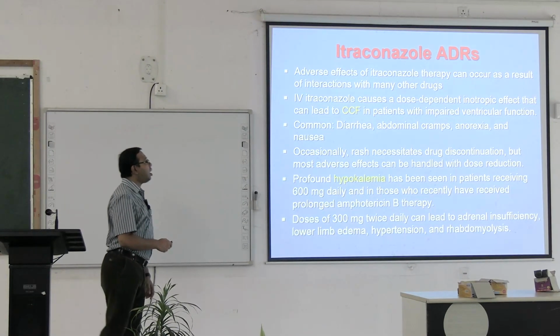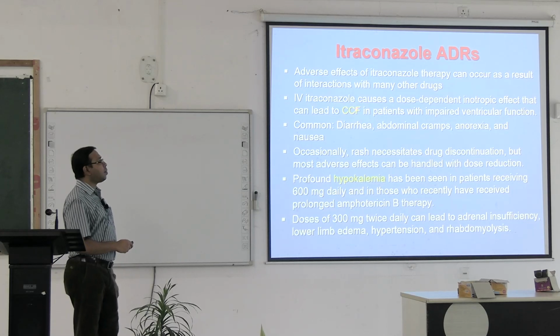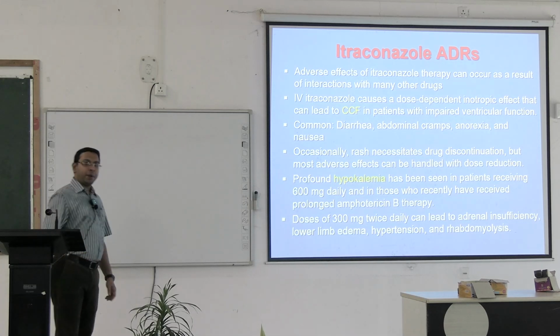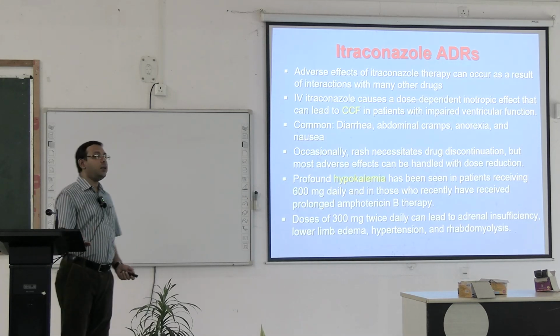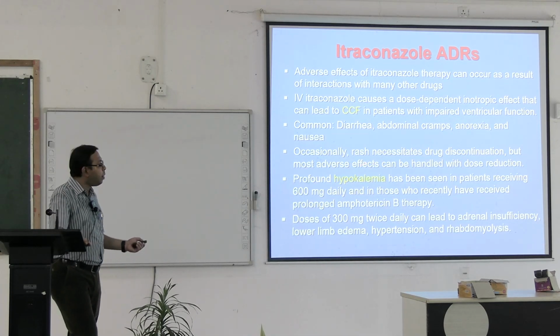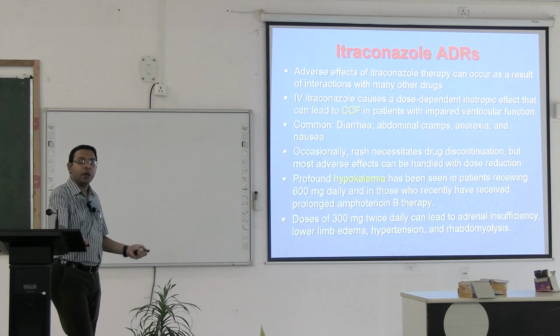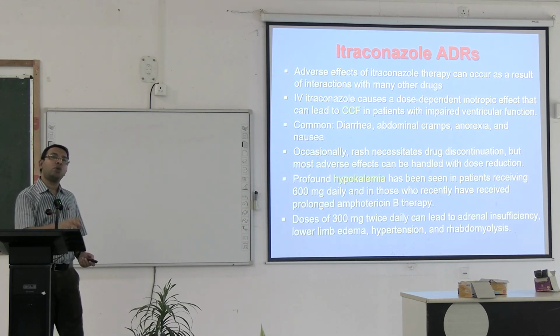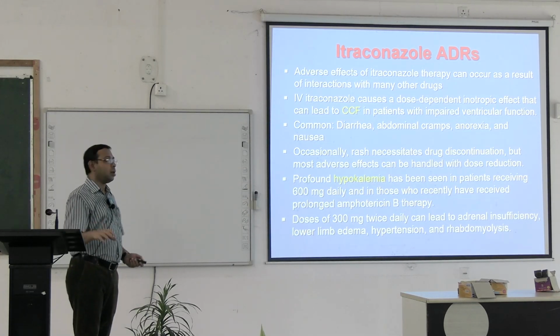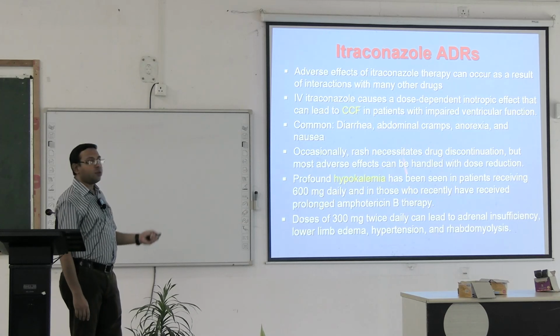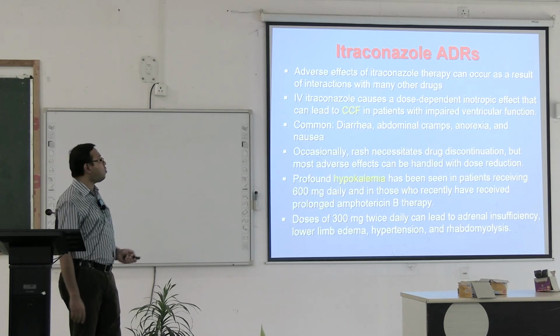Interactions are there somewhere. It should not be given in congestive cardiac failure patients because of a dose dependent negative inotropic effect. Hypokalemia may happen; that is a problem with itraconazole, as the potassium level may decrease. This is mainly in those taking a high dose of itraconazole, 600 mg daily, who also receive prolonged amphotericin B therapy, because amphotericin B therapy also causes hypokalemia, if you can remember. So amphotericin B plus itraconazole can cause serious, profound hypokalemia.